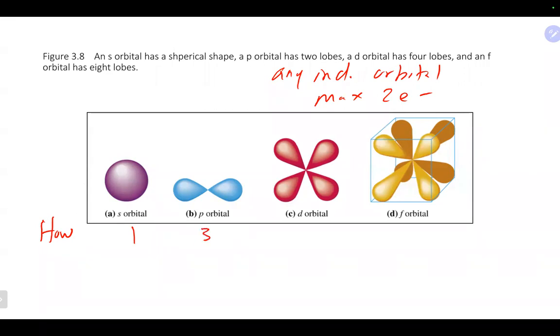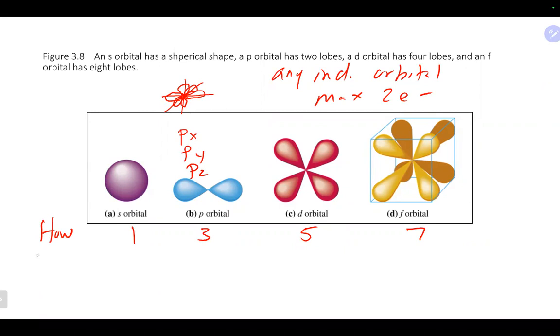There are actually 3 different types of p orbitals. They are sometimes referred to as px, py, and pz. What that means is that in 3-dimensional space, they're oriented in different ways. Like in math, you have a Cartesian plane, one on the x axis, one on the y axis, and one on the z axis. For d orbitals, there are 5 different types of d orbitals. And for f orbitals, there are 7 different types of f orbitals.